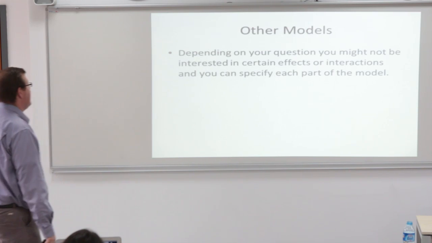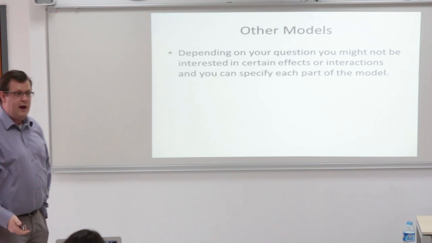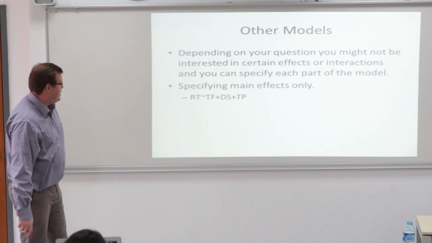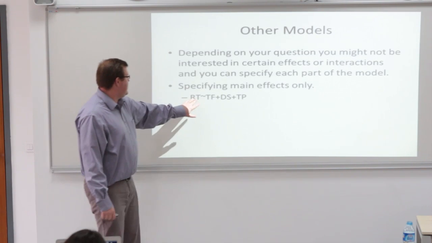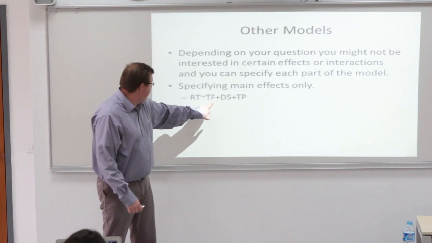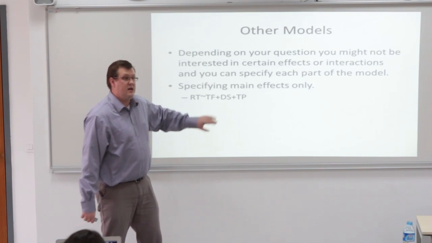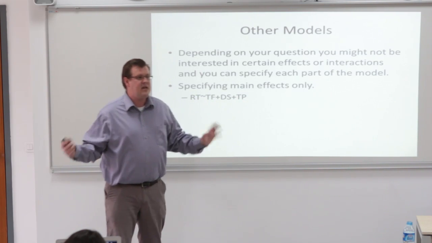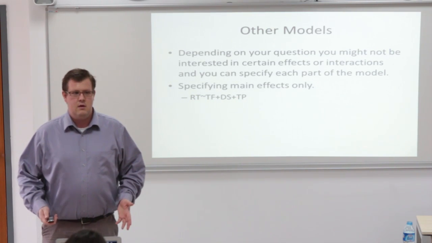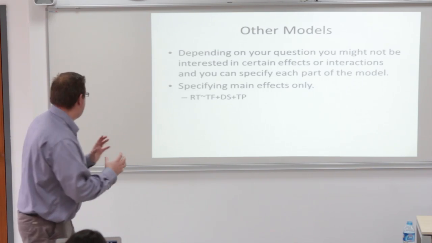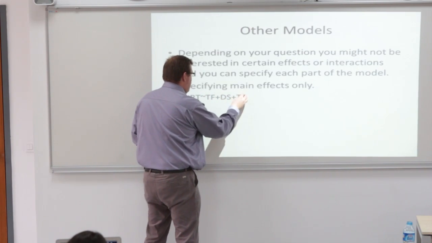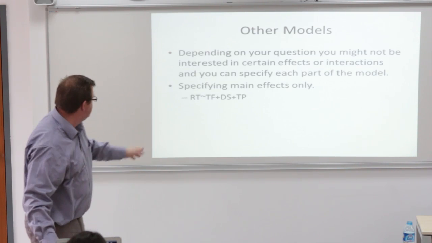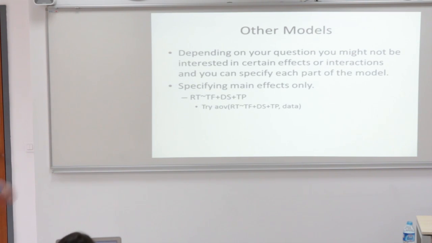Now we don't have to use that. We can create other models if you have different questions. So let's talk about main effects only. So we could say that RT is modeled by the main effect of target features, by display size, and by target presence, but not by any of the interactions. So the plus means we're just going to use these terms only. We're not going to multiply them and get any interactions. Just use those terms only. So go ahead and try that.